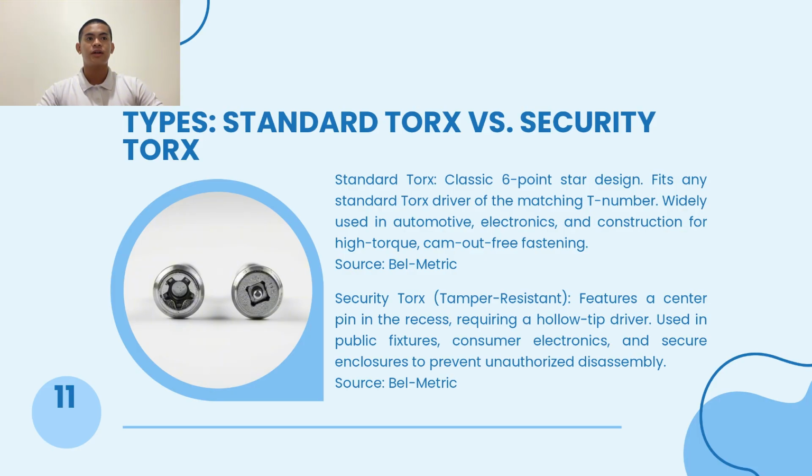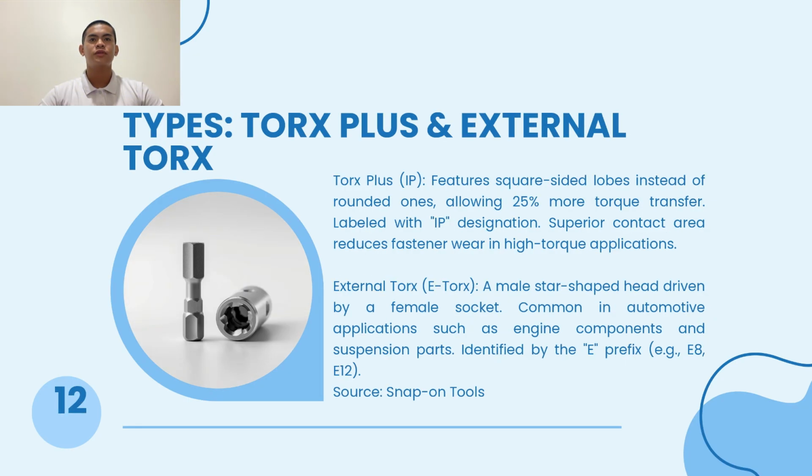There are two main Torx types you need to know. Standard Torx is the classic 6-point star design that fits any matching T-number driver, and it is widely used in automotive, electronics, and construction for high torque, cam-out free fastening. On the other hand, Security Torx is tamper resistant. It features a center pin in the recess requiring a special hollow tip driver, and it is used in public fixtures, consumer electronics. Torx continues to evolve with its specialized variants.